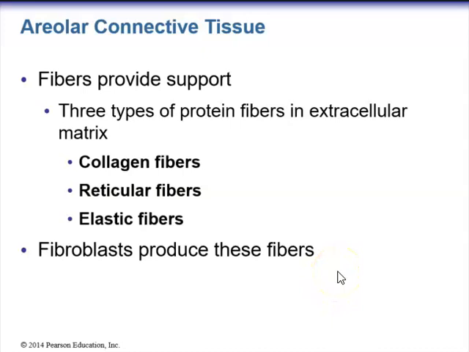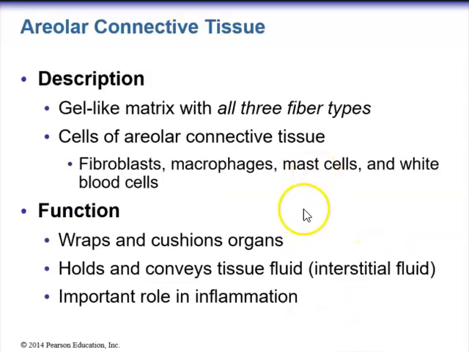So we talked about the fibers within connective tissue. We have fibers that provide support, and there are 3 types of protein fibers in the extracellular matrix: collagen fibers, reticular fibers, and elastic fibers. Again, our primary cell, the fibroblast, produces these fibers that are contained in the extracellular matrix. Within areolar connective tissue, the gel-like matrix will contain all 3 fiber types. We also have the cells of areolar connective tissue: our primary cell, the fibroblast, as well as macrophages, mast cells, and white blood cells.